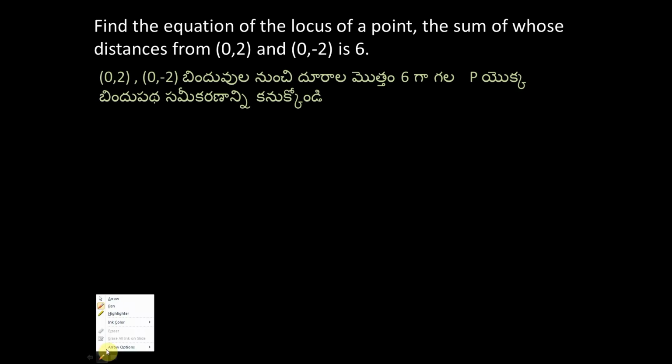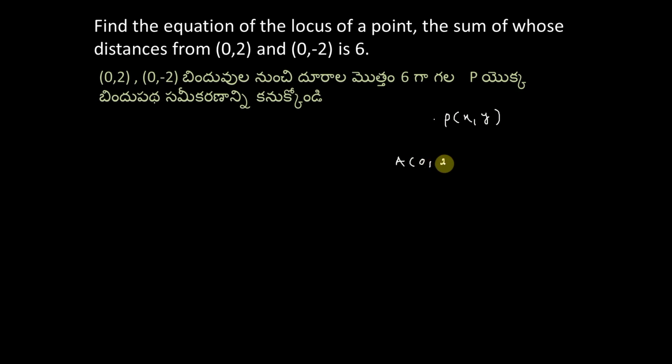Again, a rough diagram here. This is P that we are taking here, (x, y), and one point that I am taking A, that is (0, 2), and another point B here (0, minus 2), and the distances from P to A. This is PA and this is PB. Now your given condition is the sum of the distances PA plus PB is equal to how much? 6. This is the given condition.